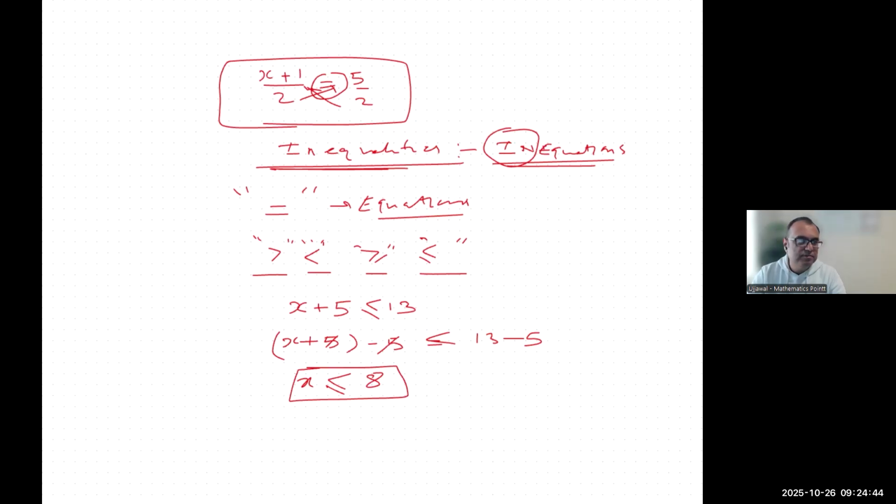I'm going to the next page now. All right, x plus 5 is greater than or equal to 13. What will be the answer? I've gone to the next page. Those who are not able to see me, I've gone on to the next page, please.